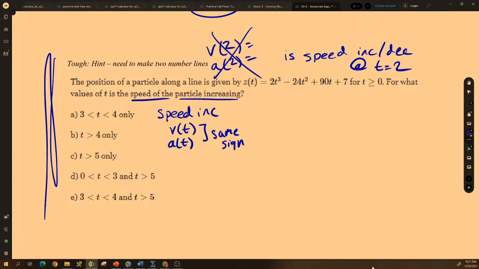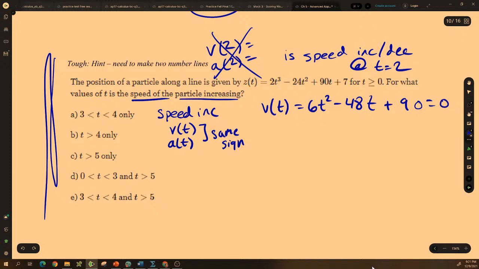What we have to do here is take the derivative for the velocity, and set it equal to 0. I can factor out a 6. That gives me t squared minus 8t plus 6 goes into 90 one time. And then I'm left with 15. 6 goes into 90 15 times. I want two numbers that multiply to 15, add up to -8. That's -5 and -3.